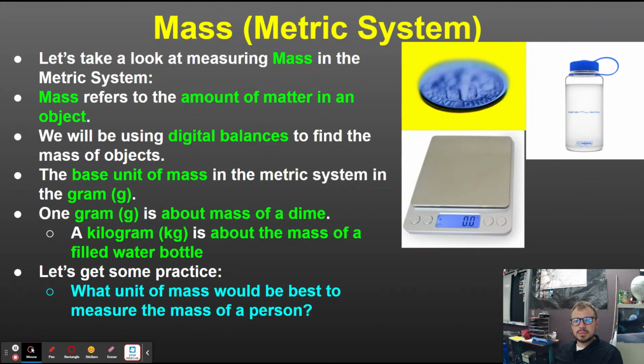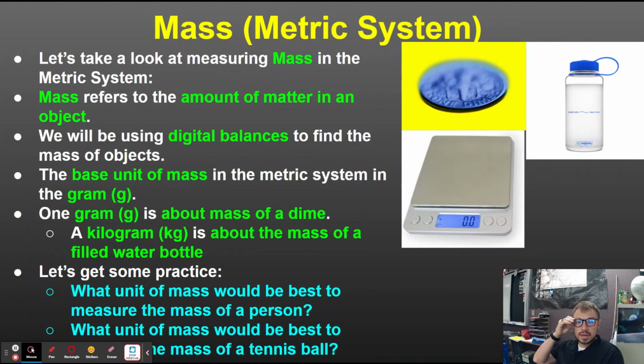So what unit of mass would be best to measure the mass of a person? I'd probably use a kilogram, right? It'd probably be around 80 or 90 kilograms, but that'd be an appropriate unit. Now, if you wanted to measure something smaller than a kilogram, like a tennis ball, it'd probably be best to use the gram. And in this class, we're going to be using the gram to measure things that are smaller than a kilogram.